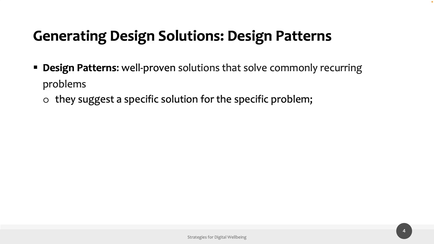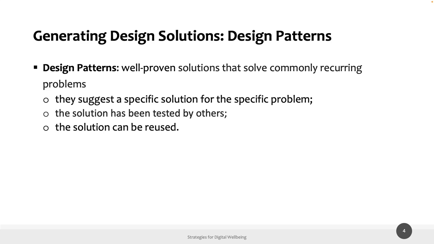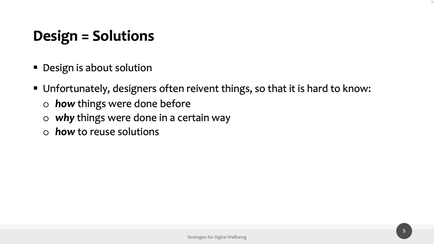So design patterns suggest a specific solution for a specific problem. The solution, again, has been tested by others, researchers, designers, companies, and the solution, of course, can be reused. So this reuse feature is one of the main advantages of having a design pattern. So design is about solution, right? So we design something as a solution for a given problem. Unfortunately, designers and also programmers in particular often try to reinvent things. Okay, so they start from scratch. Maybe there is already a solution, but I start from scratch and I start designing my code and my user interface.